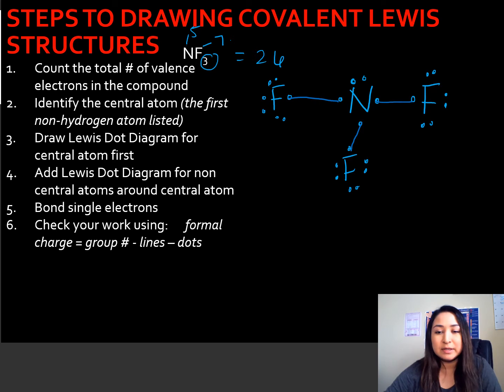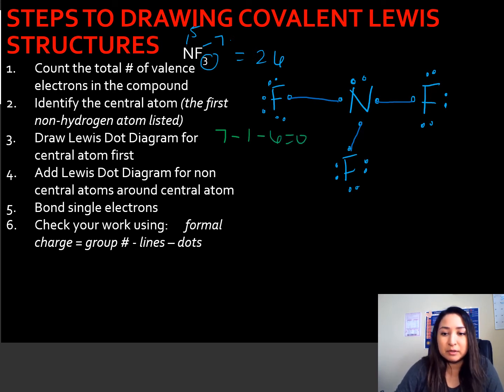So it is your valence electrons minus the lines minus the dots. So for instance, fluorine has 7 valence electrons. Minus the line, there's only 1 line. And the dots, there's a total of 6 leftover dots. So that is 0. So these are all the same, so I know that the fluorines are good.